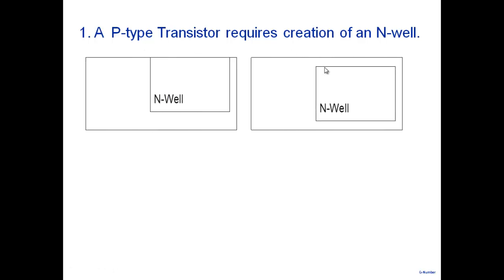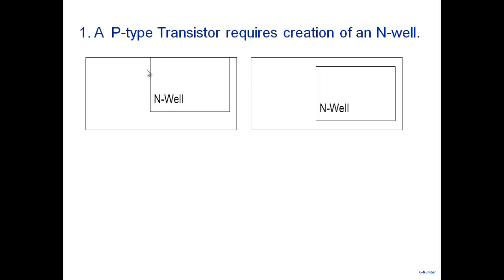So the first thing that I do here, note that when I'm showing you the fabrication, how things are done, I'm showing you a cross-sectional view and also a top view. On the left-hand side is a cross-sectional view. On the right-hand side is the top view. So a P-type transistor is created. We need to create a P-type transistor.